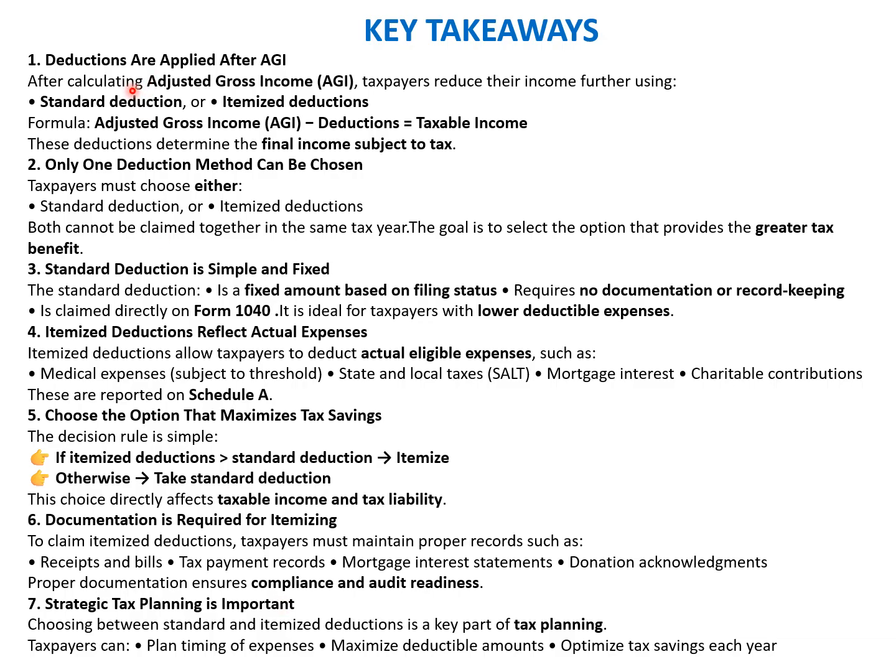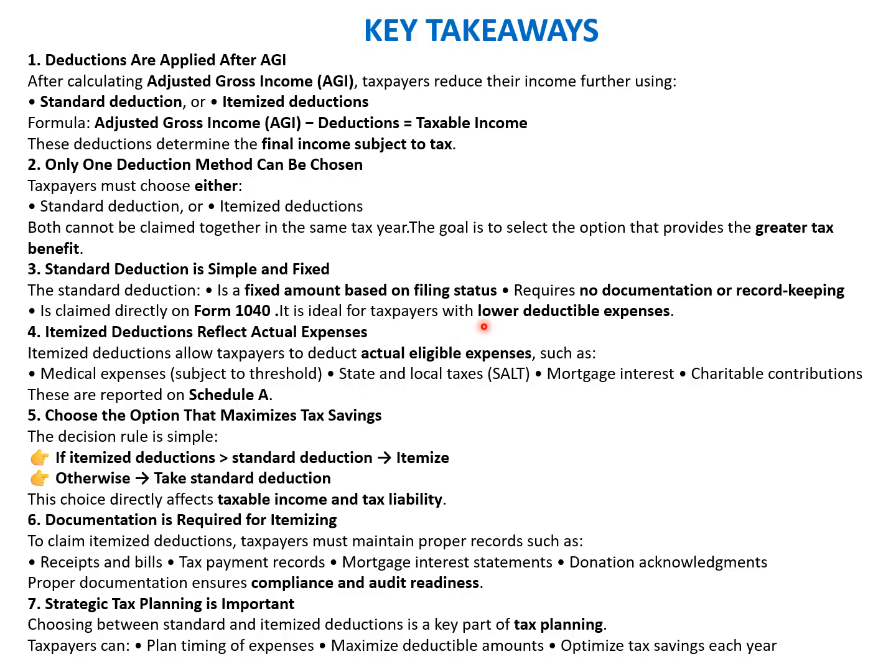We understood that deductions are applied after AGI. Standard deduction and itemized deduction are two sets of deductions available to an individual, and they help to reduce taxable income. Only one of the deductions can be availed by necessity. Either one can claim the standard deduction or claim the itemized deduction by filing Schedule A. Standard deduction is simple and fixed because it is based upon the filing status, and the limit is set by the IRS each tax year, and it can be claimed directly in Form 1040.